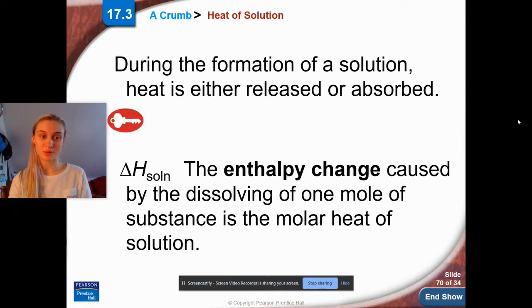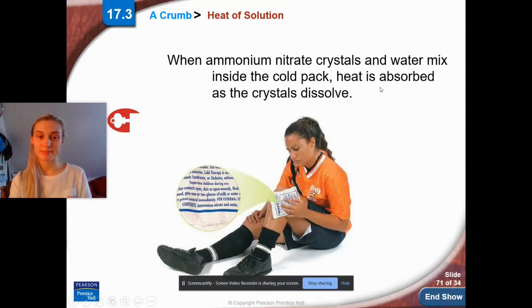Okay, so you could have paused by now. This is actually something we experienced in class on one of the first days I was there. So this is saying when ammonium nitrate crystals and water mix inside the cold pack that the girl is using, heat is absorbed as the crystals dissolve, okay?